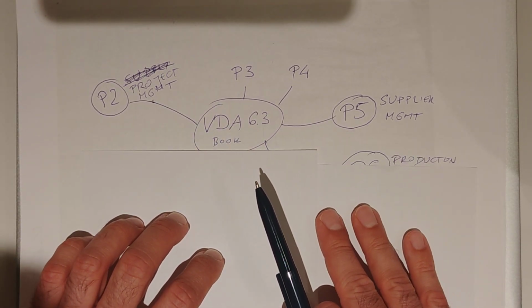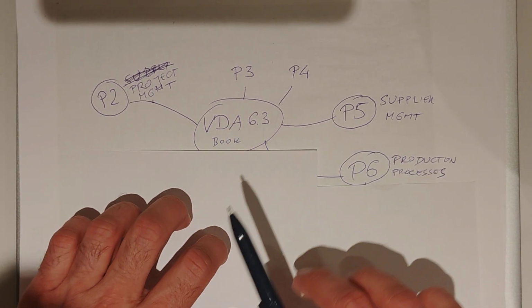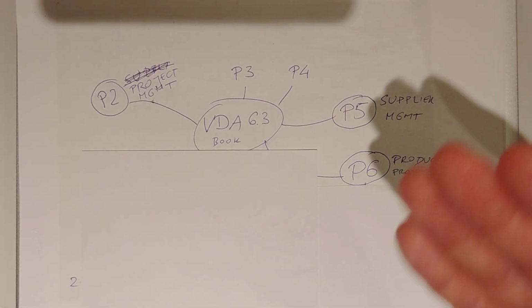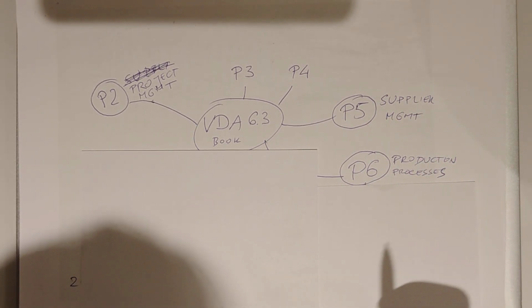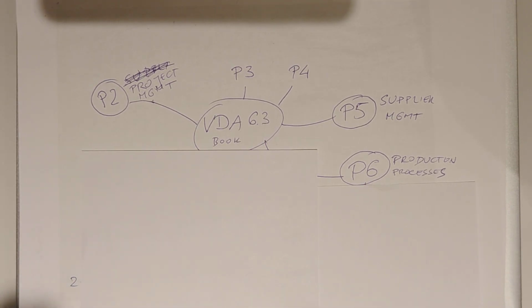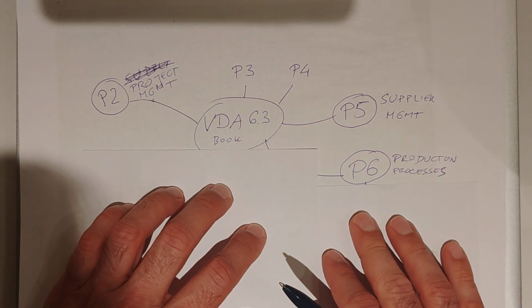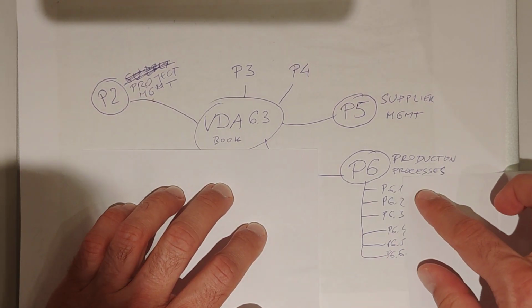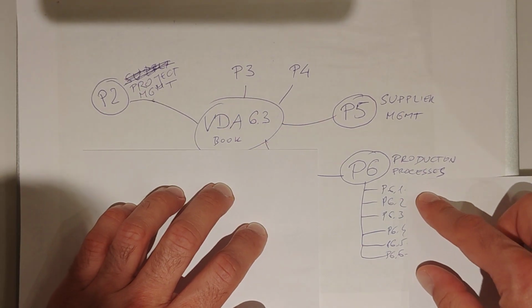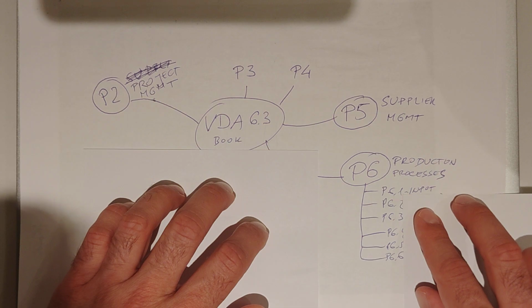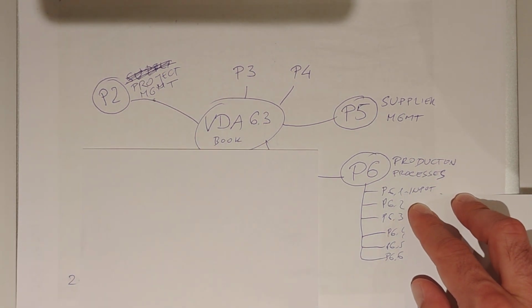The next point is the bigger one, actually the biggest one in this process audit methodology: the production processes. So during the audit you go to the production, to the factory, to the production facility, to the halls, and you check how the production processes are physically realized. And here you have sub-chapters P6.1 to 6.6, six sub-chapters.